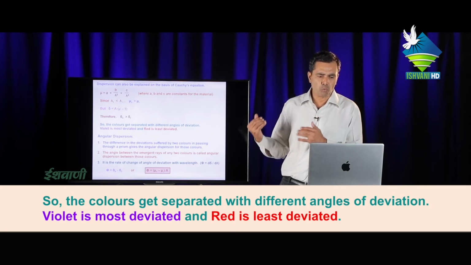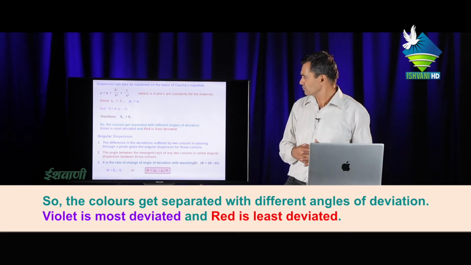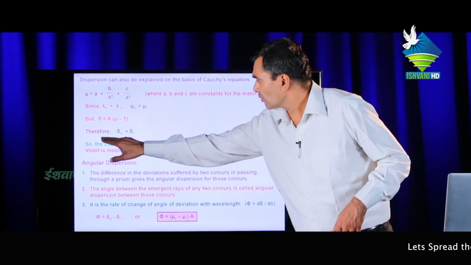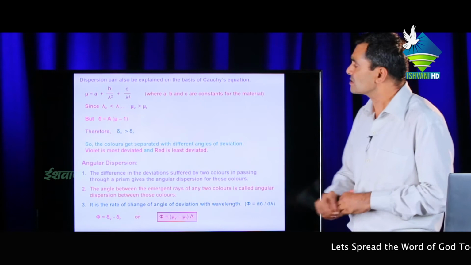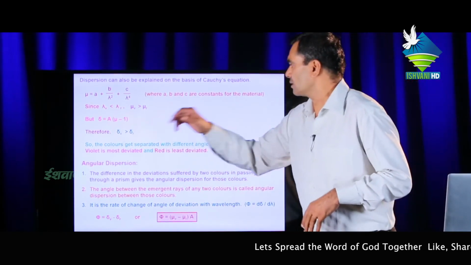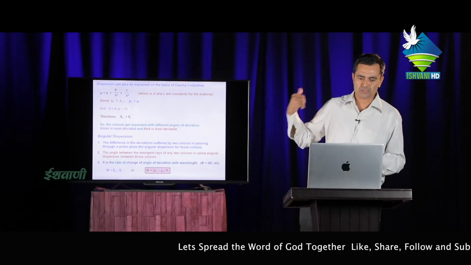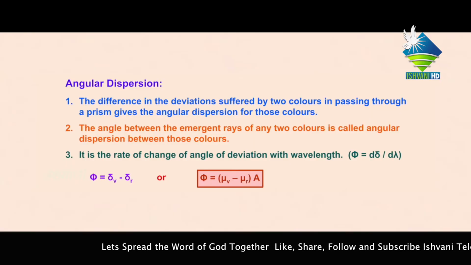Violet is most deviated and red is least deviated, because the angle of deviation for violet is very high in comparison to red. That means violet color is maximum deviated and red color ray is least deviated from their original path. Next question, angular dispersion.